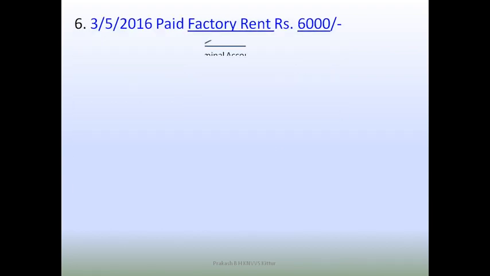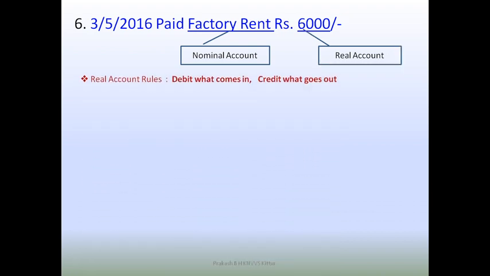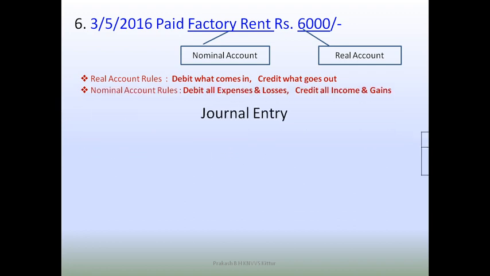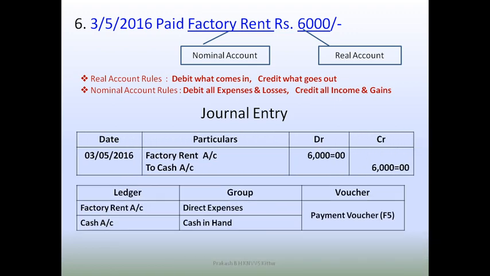The sixth transaction, 3/5/2016, paid factory rent Rs 6,000. Here the factory rent is being paid on 3/5/2016. Factory rent is an expense, and expense is a nominal account. So factory rent is a nominal account, and then Rs 6,000 is the cash, so therefore it is the real account.